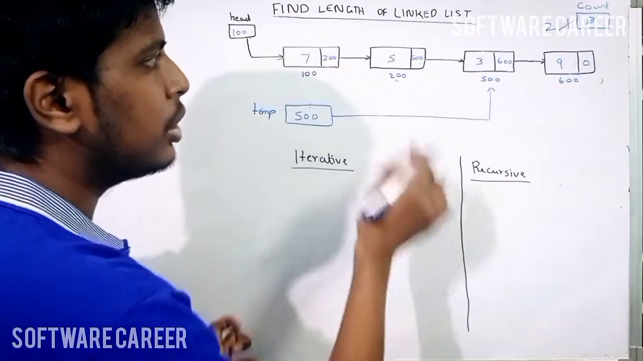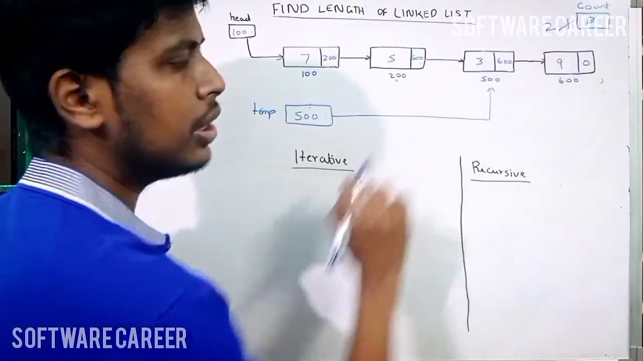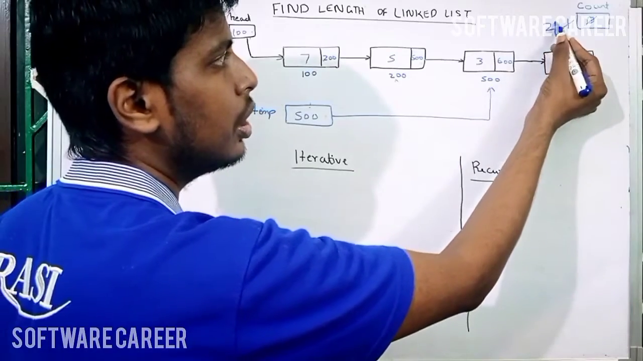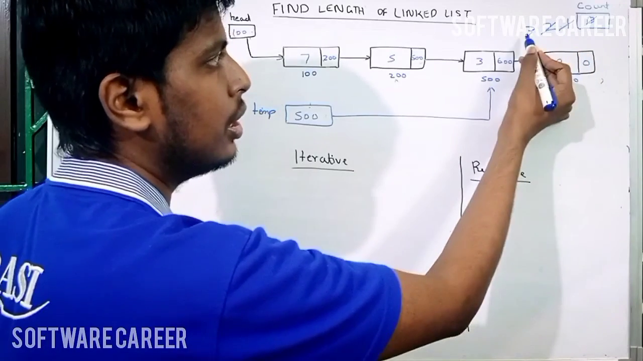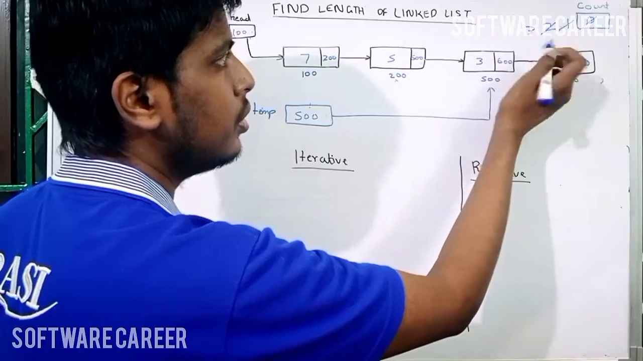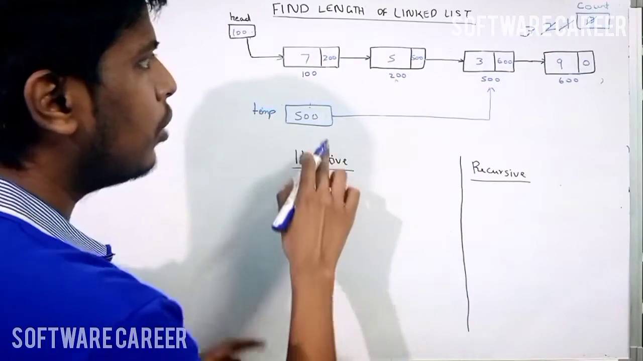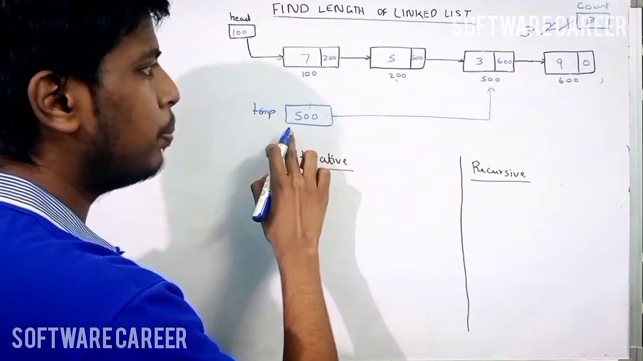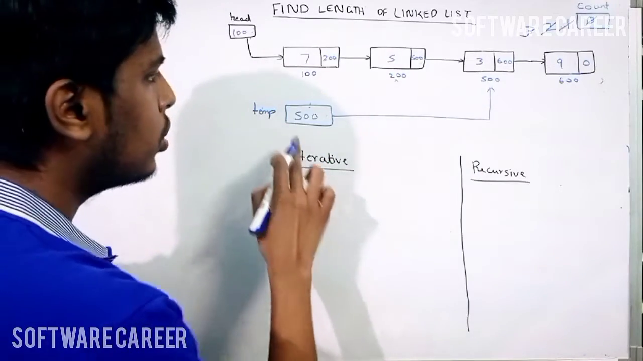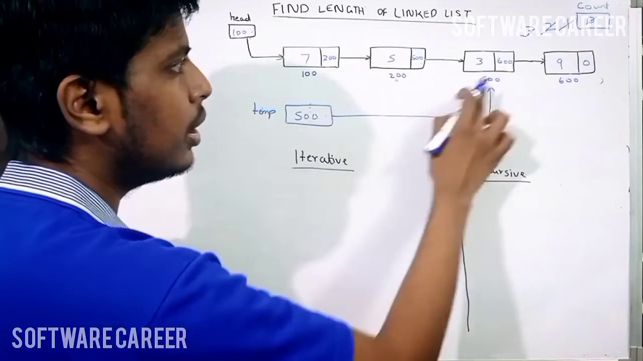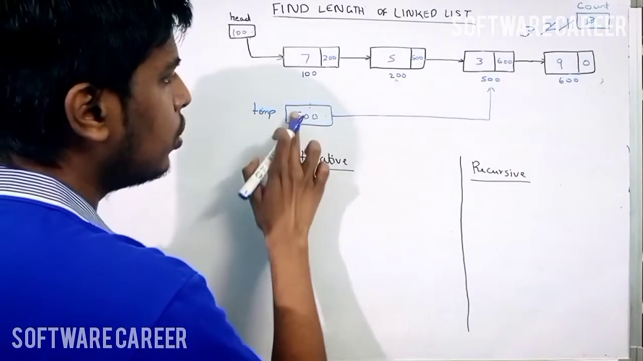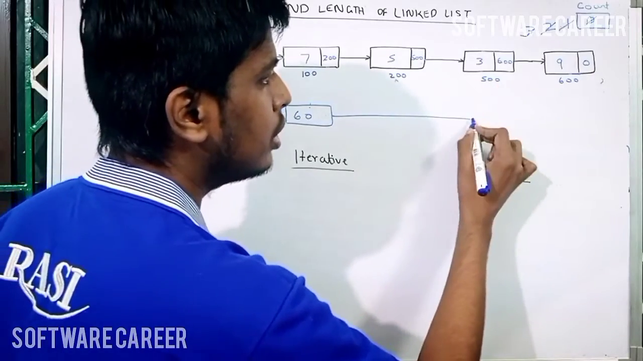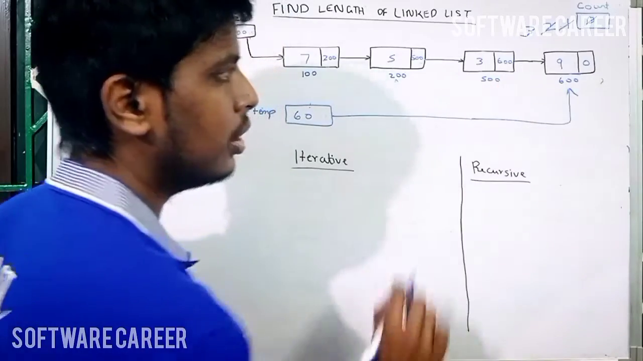Now again the same step is followed: the count value is increased by 1. Now it's at the third node, so the count value is increased by 1. It becomes 2 plus 1, that is 3. Now you have incremented the count value, and you should move the temp pointer towards the next node. So temp equals temp next. 500's next is 600, so the value changes to 600. Then the pointer points towards 600, meaning it points towards address 600.